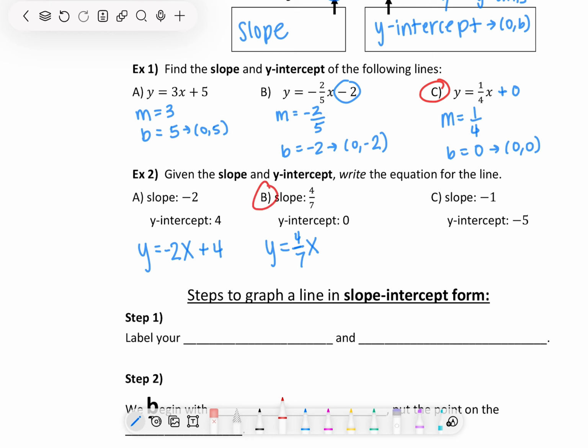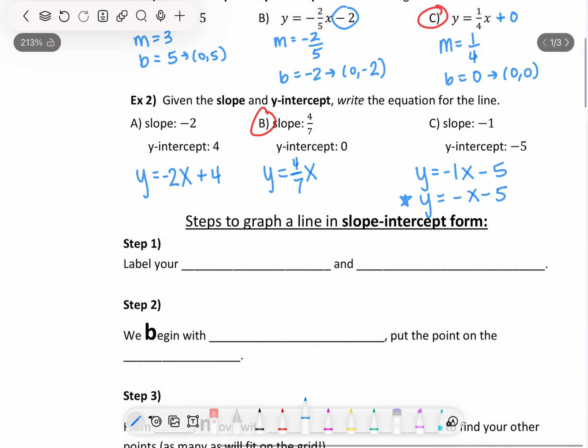All right, for example 2c, taking a look, we have y equals blank x. We have our slope, which is negative 1x minus 5. However, we would never actually see it written this way. Whenever the coefficient is 1 or negative 1, we sort of just ignore that coefficient. We assume it's there. So this would be the same as y equals negative x minus 5. And that would be the best way to write that one.